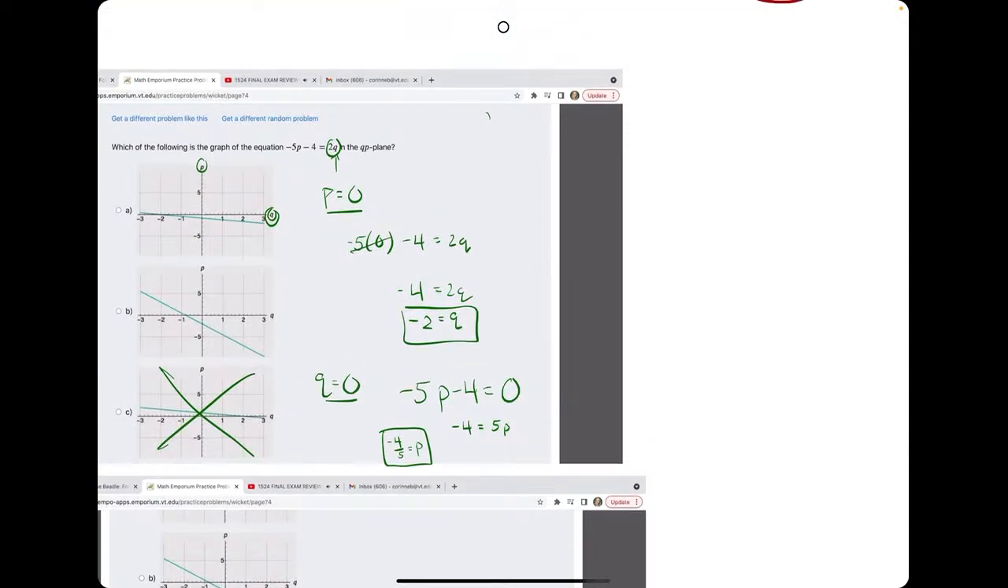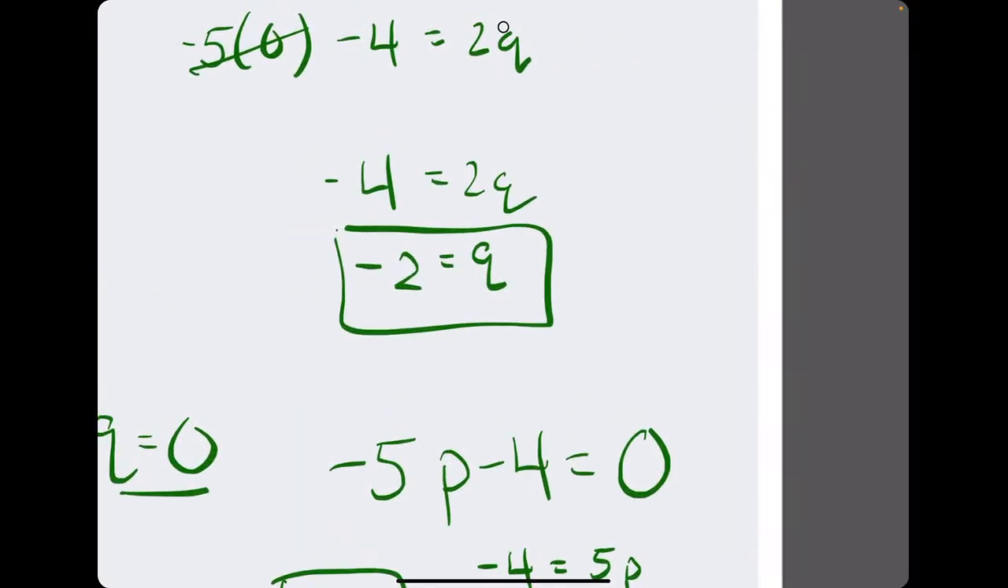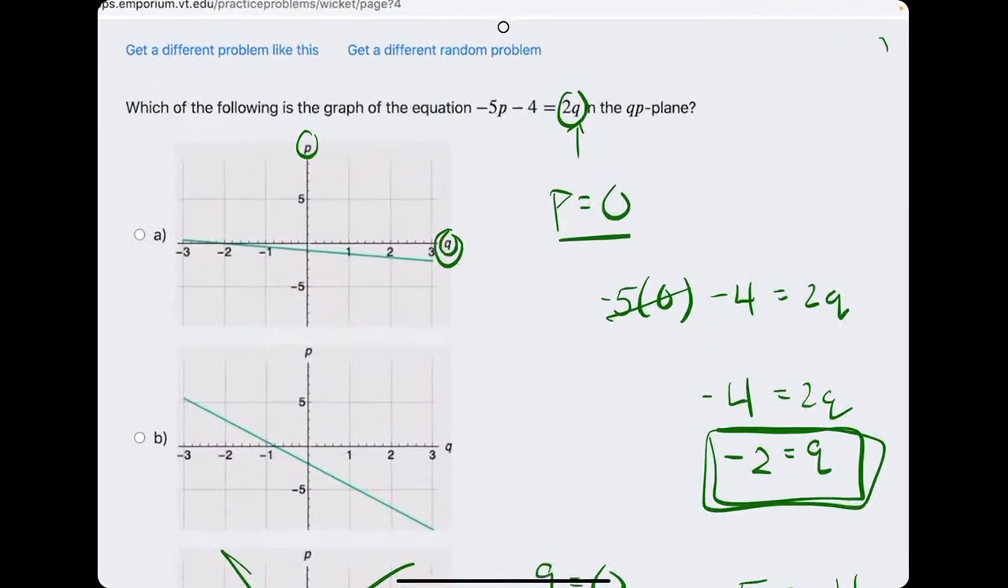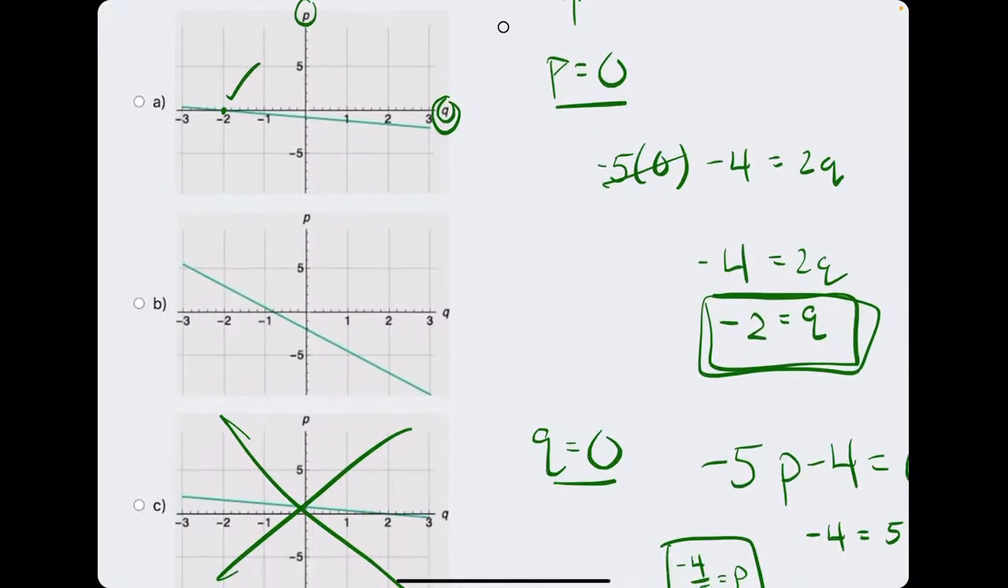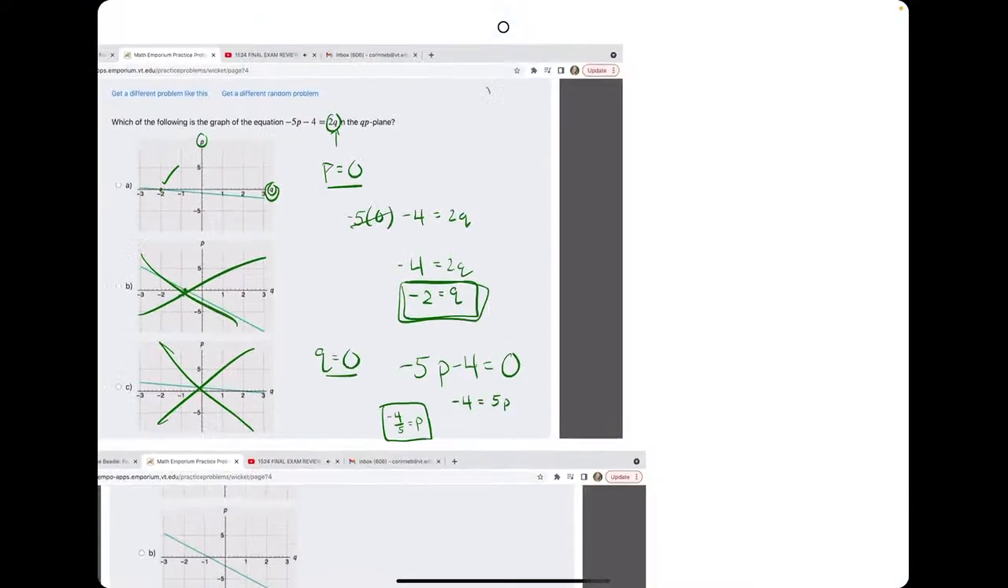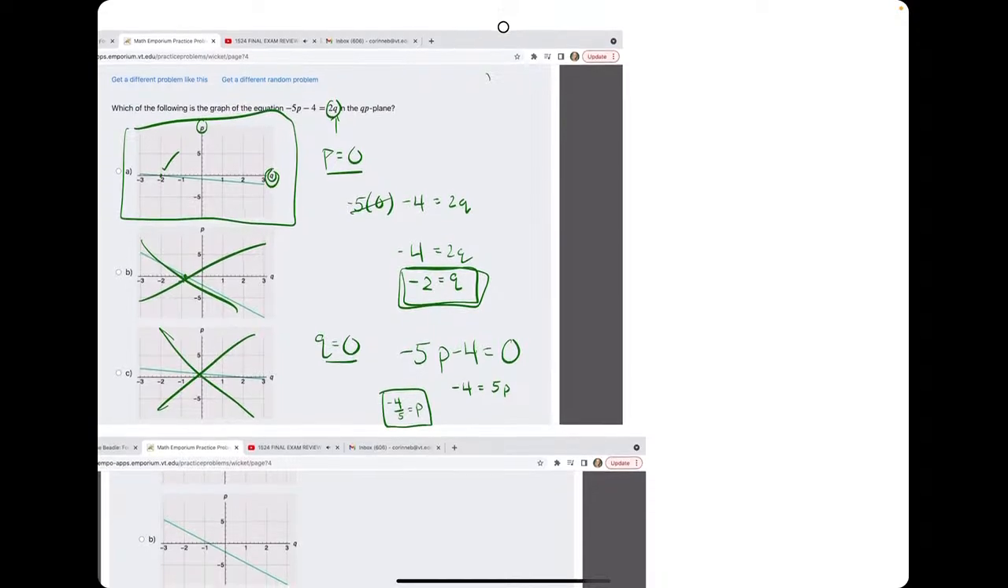So now between A and B, we're looking for the one that has a -2 q or x-intercept. So -2 looks good there. And then this one has like -0.8 or something, so it can't be that one. So the one that matches both intercepts should be option A.